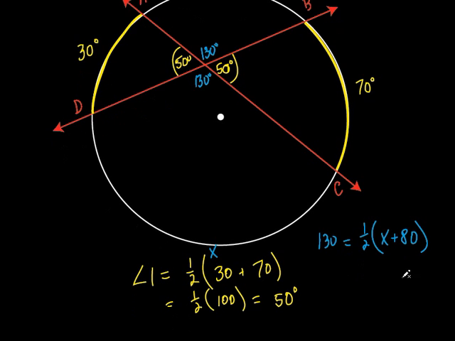All right, so how would we solve for this? Well, let's just solve for X. Let's get rid of that half. We multiply both sides by 2. So I'll multiply this by 2 to get rid of the half. That's 260, and that's equal to X plus 80. We subtract 80 from both sides.